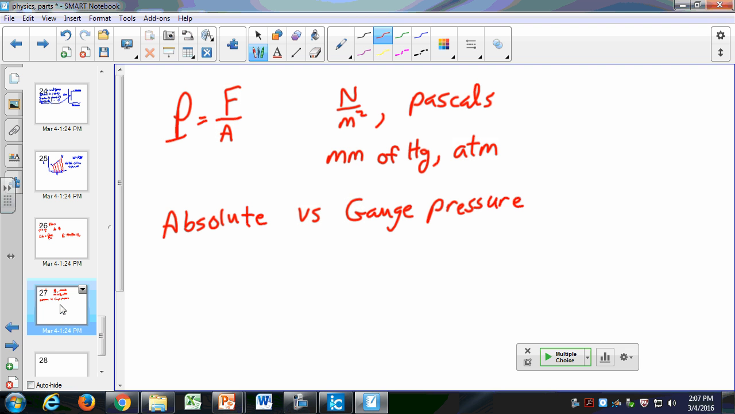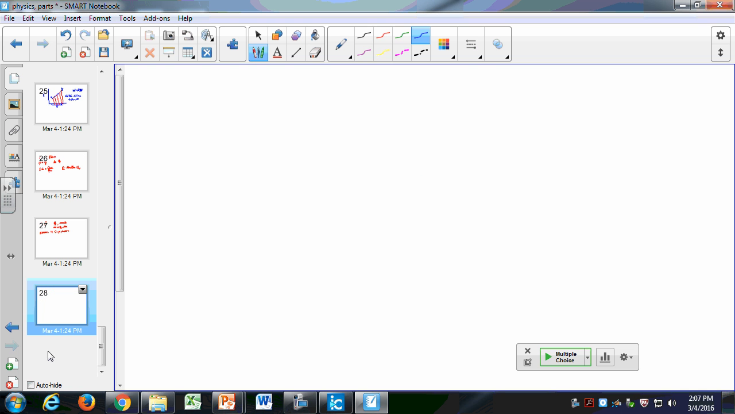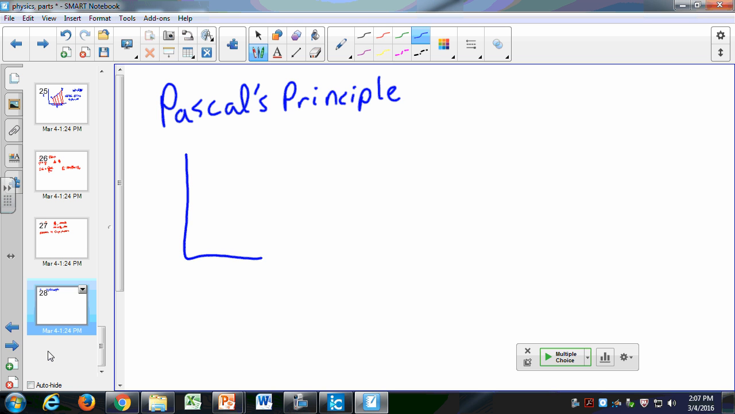Okay, let's look at Pascal's principle, and then we'll wrap it up, okay? Pascal's principle, I don't know if y'all recall. Pascal's principle says that if I have a change in pressure, so I have this piston with a liquid in it, an incompressible fluid, then if I have a change in pressure up here, I have that change in pressure at every point inside that piston or that container.